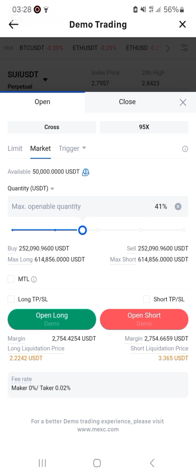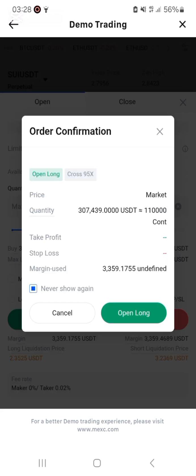But for the sake of this, let's just give it a 50% quantity of our money. So once you're done doing that, we are going to place our order by opening long, right? So click on open long.